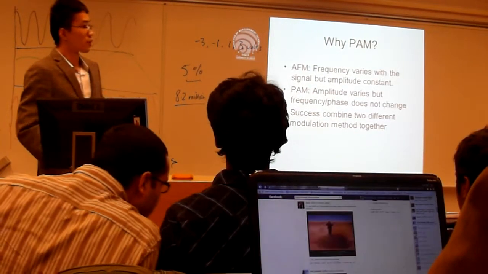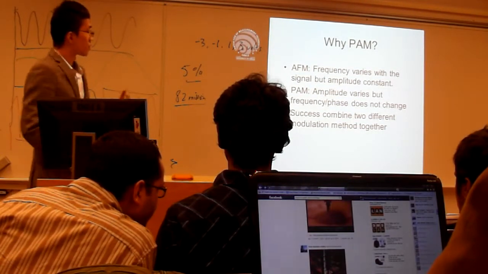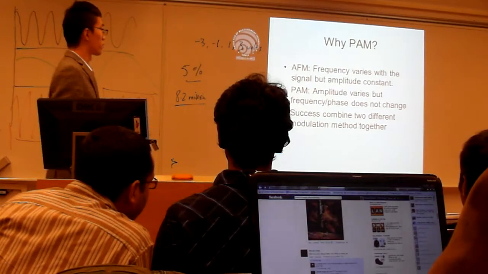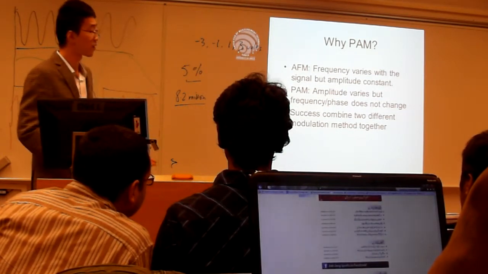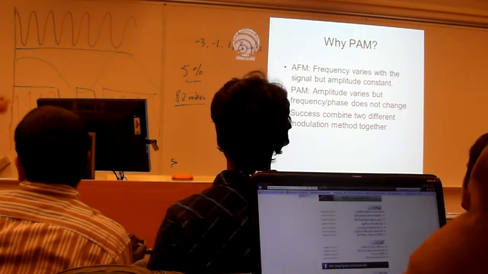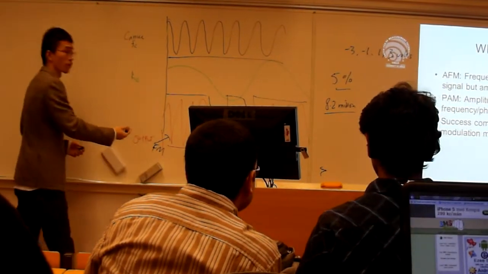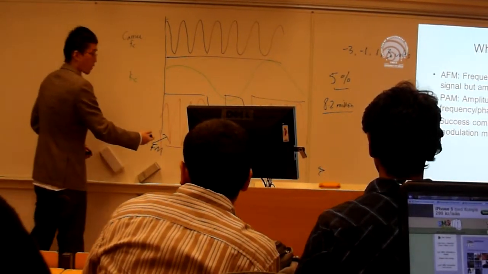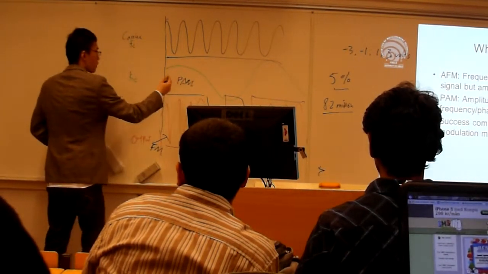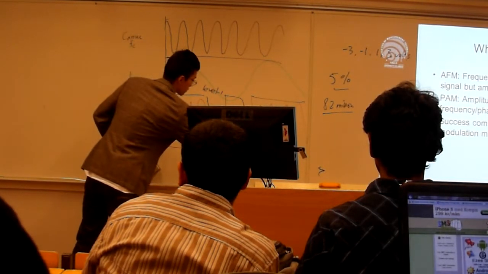The reason that we use PAM in our project is that it's easy to combine those two different modulation methods together. As we can see from this graph, here is our FM frequency modulation signal. It's an analog signal, and here is our PAM. We have 2 levels. This is level 1, and this is level 2.